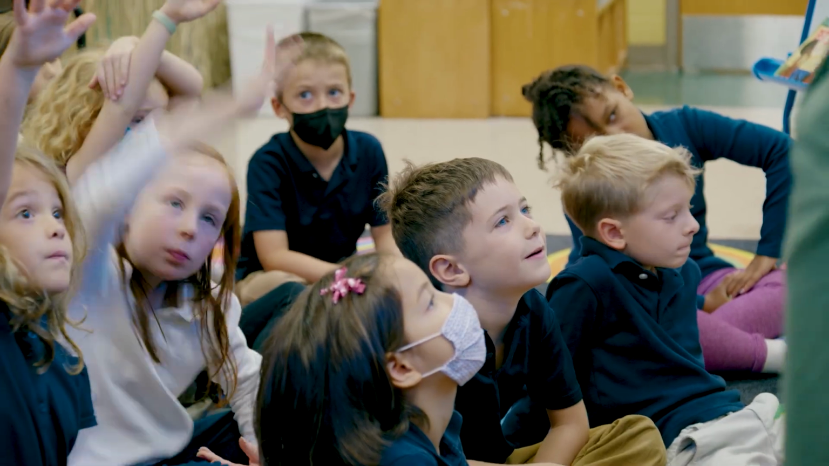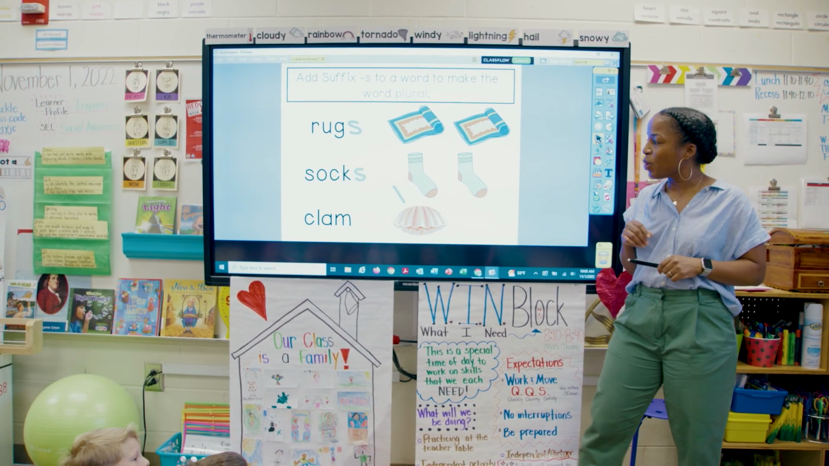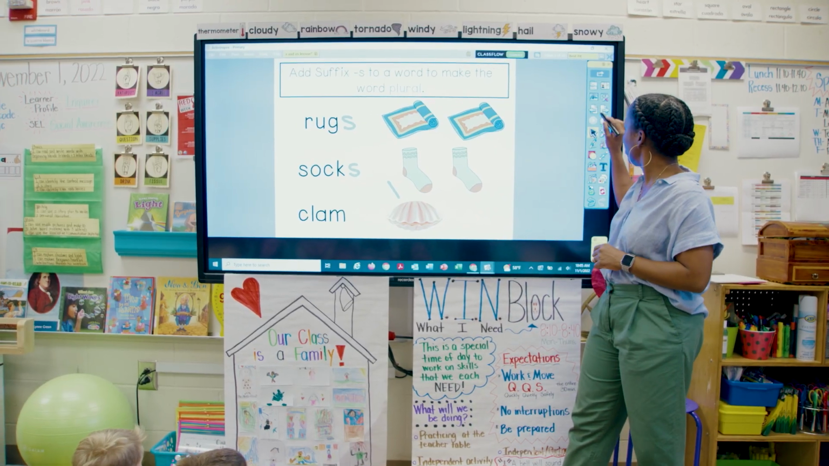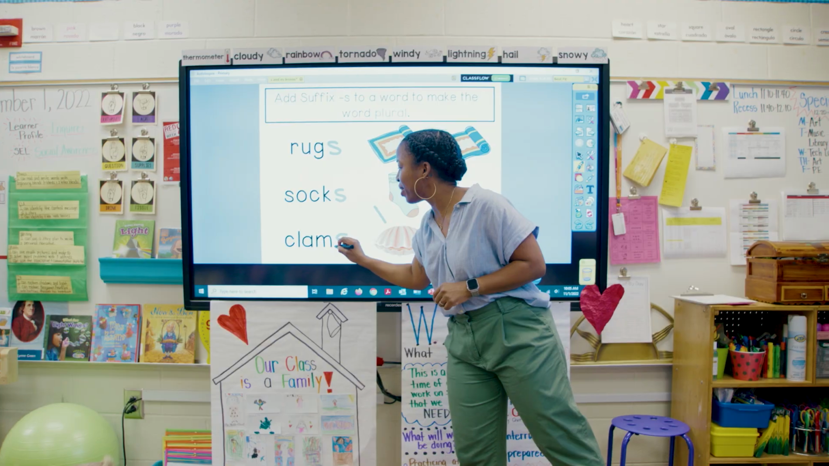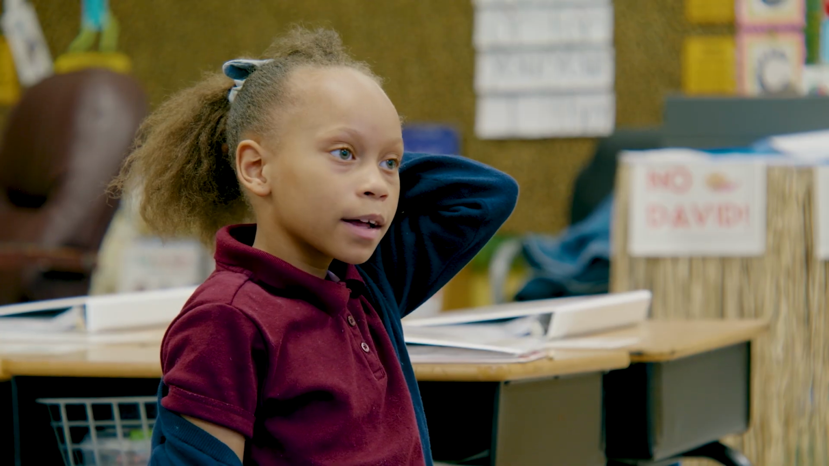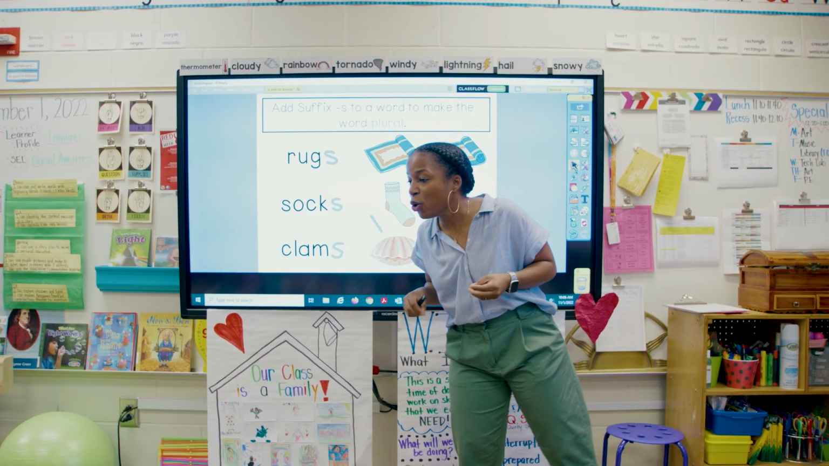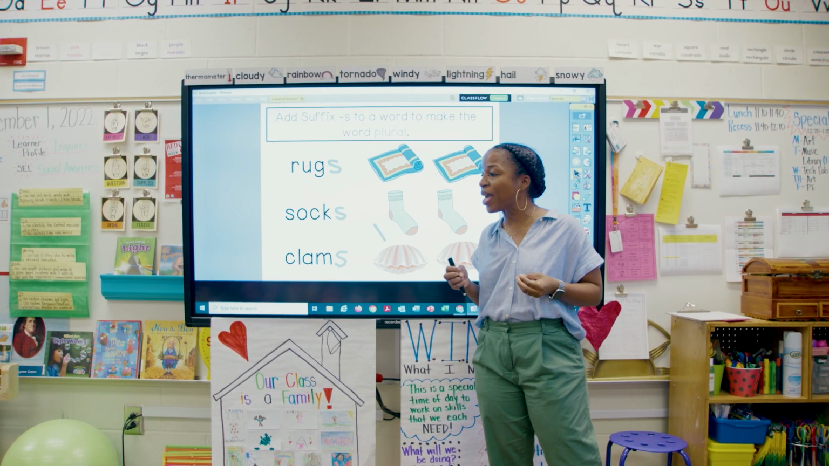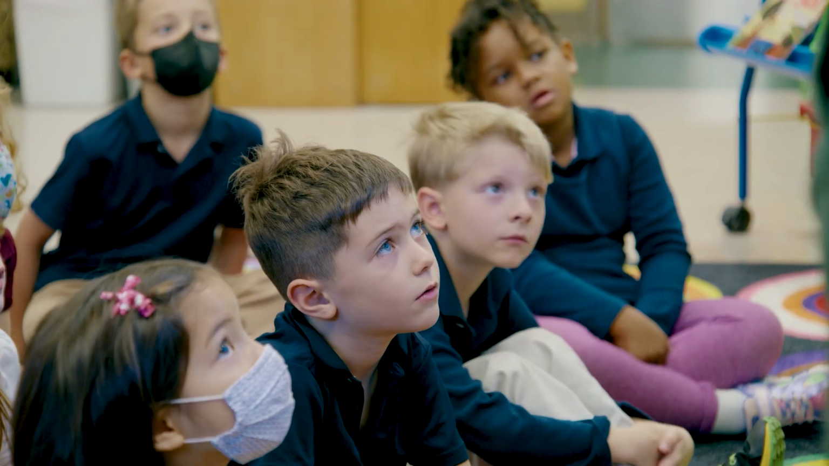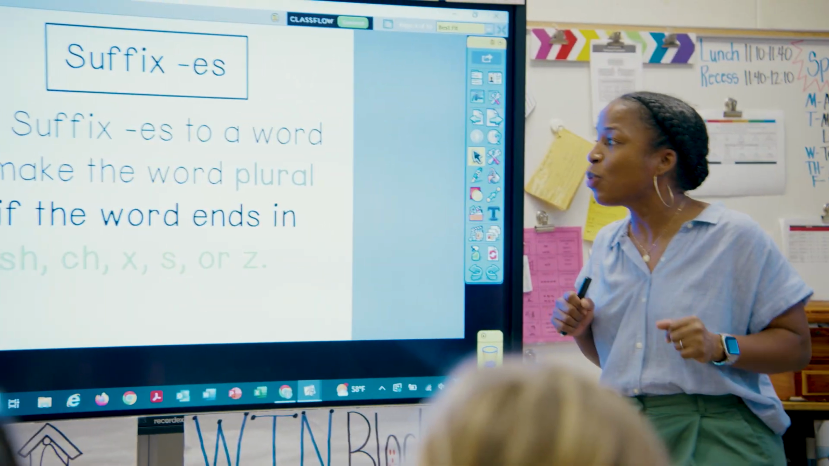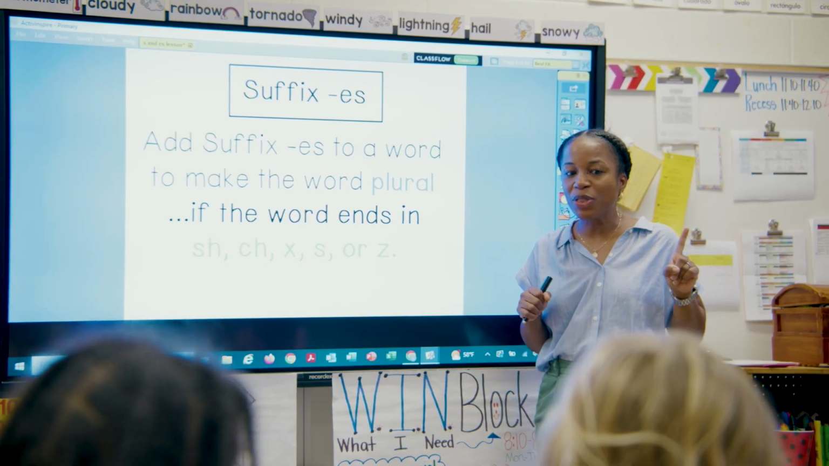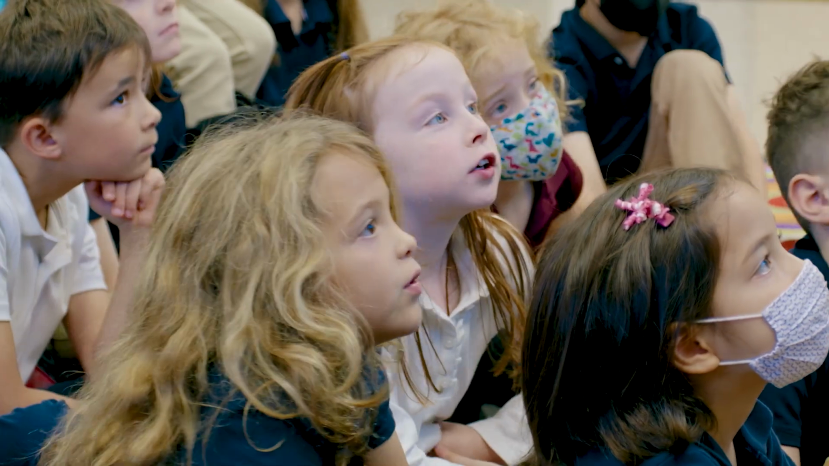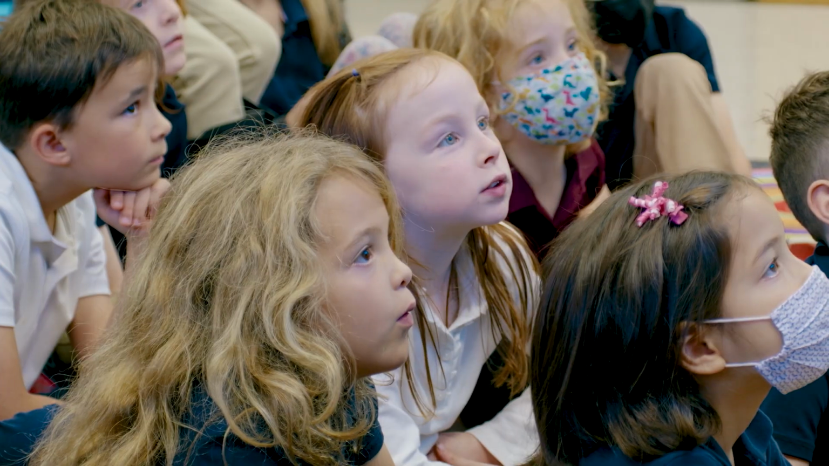Who can read the word for me? Gianna, what's the base word? What word do we have here? Clam. Clam. Very good. Can you read the word now that we've added suffix S? Clams. It's good. Now that they've practiced with the suffix S, it's time for the next challenge, learning when to add ES instead. So we add suffix ES to a word to make a word plural if the word ends in SH, CH, X, S, or Z.